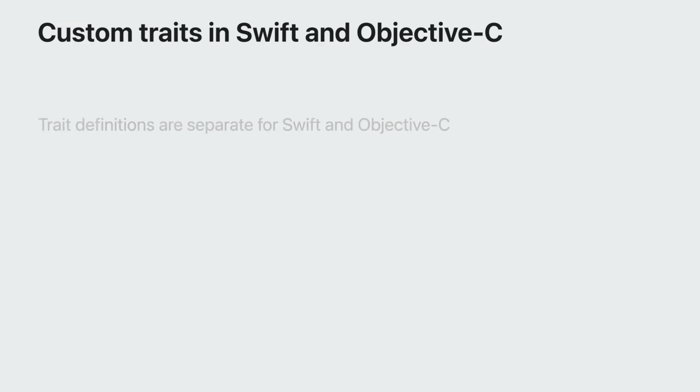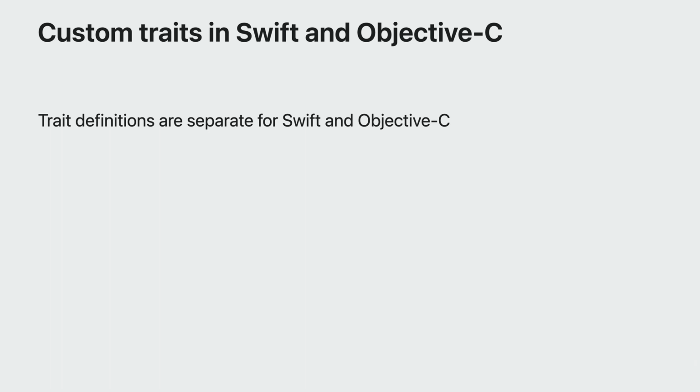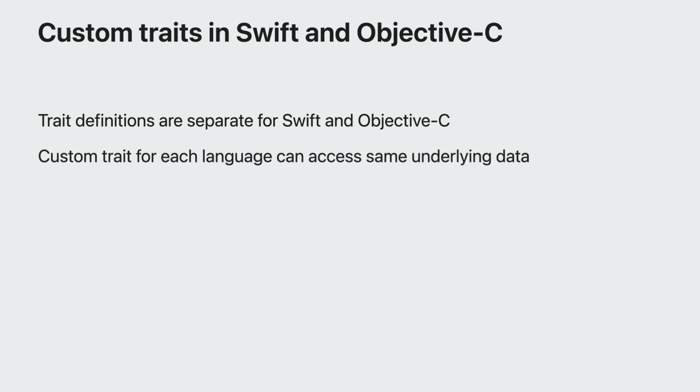For those of you with apps that use Objective-C, the new trait system functionality is available there as well. The API for custom traits is different in Swift and Objective-C. However, you can define one custom trait in Swift and one in Objective-C and have both point to the same underlying data. Refer to the documentation for more details and special considerations.